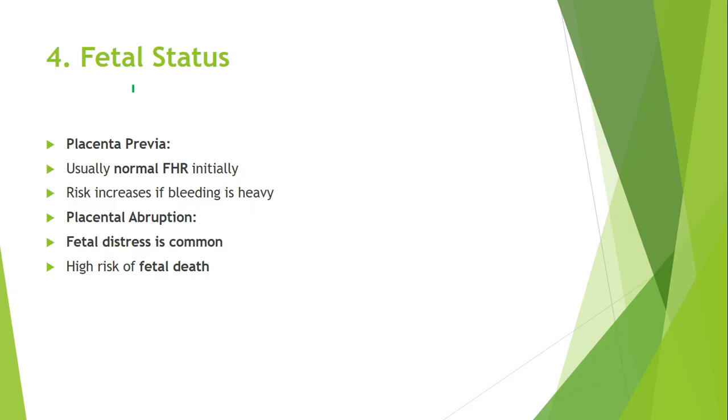So what's the fetal status in placenta previa versus placenta abruptio? In placenta previa, there's usually a normal fetal heart rate initially, and there's also an increase in risks if bleeding is heavy. While in placenta abruption, fetal distress is common. There is high risk of fetal death. Always remember that there is a higher risk of fetal death in placenta abruptio than in placenta previa.